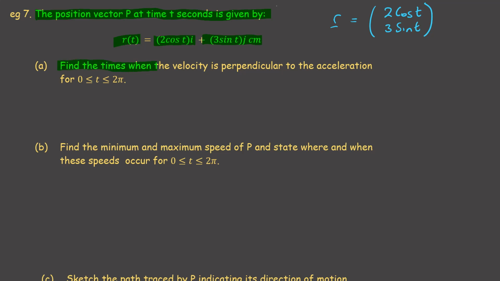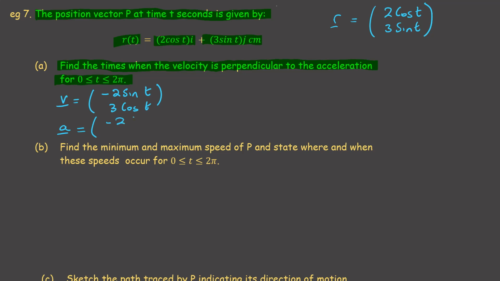We want to find the times when the velocity is perpendicular to the acceleration for t between 0 and 2 pi. So v is going to be (negative 2 sin t, 3 cos t). And a is going to be (negative 2 cos t, negative 3 sin t).